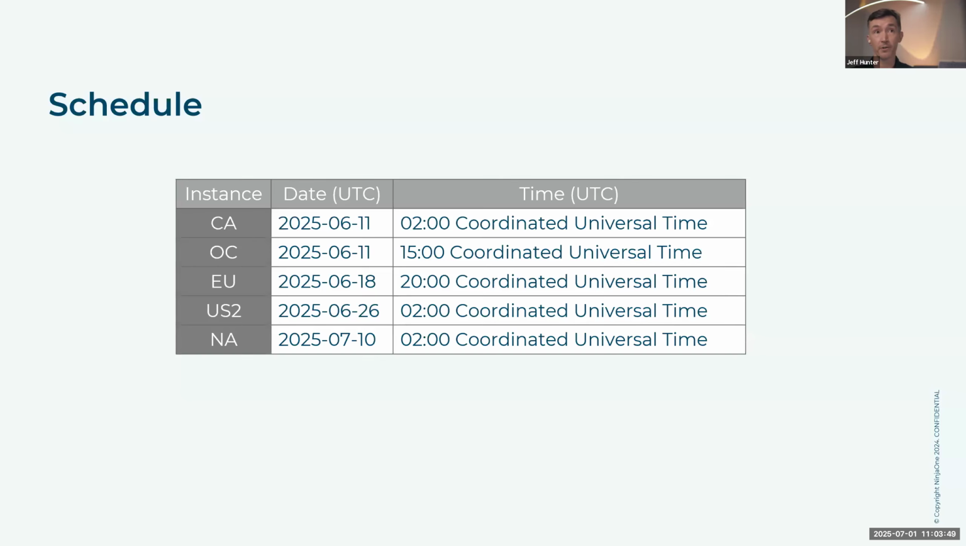In terms of who ends up on US2 versus the NA instance, that's all based off of when you signed up with Ninja. If you're a longtime NinjaOne customer, you're probably on the NA instance if you're in the US. If you are relatively recent to Ninja, and let's say the past year or so, you're probably on US2.